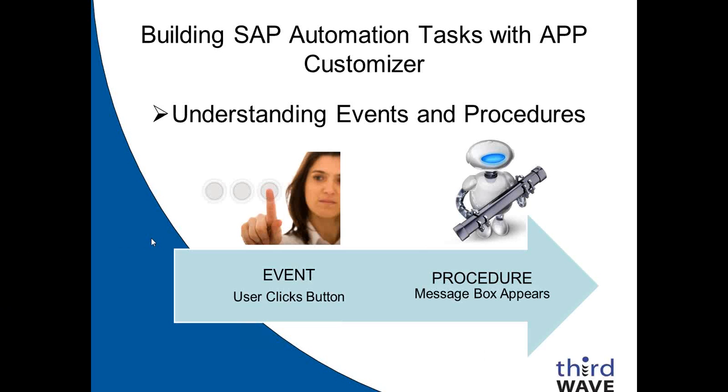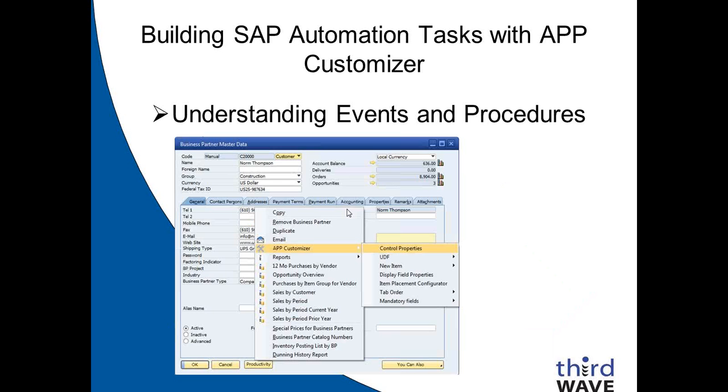So to put this in context, the event that we're going to be looking for in this example is the user clicking our button. And once the user clicks the button, the procedure that we're going to do is we want a message box to appear. We want to pop up a message and tell the user something. So let's take a look at how this is done.